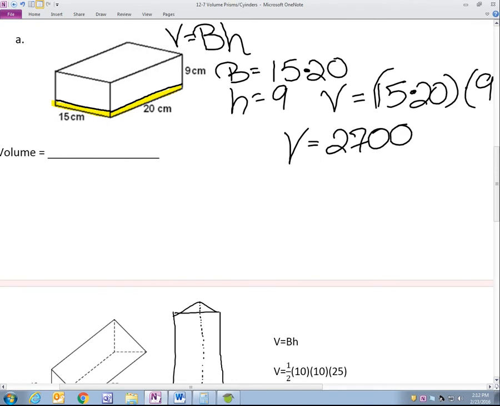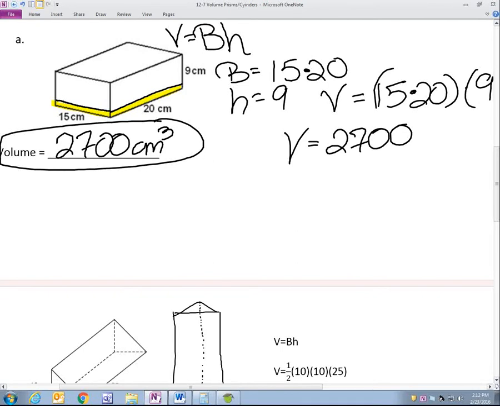2,700, but I'm going to rewrite it over here using my correct units. Volume equals 2,700 centimeters cubed. Now that's a lot bigger number than you guys have been seeing in examples that we've been doing this week and last week. But the thing is, there's much more space that we're taking up. It's not just linear space. It's not just a squared space. It's a cubic area.